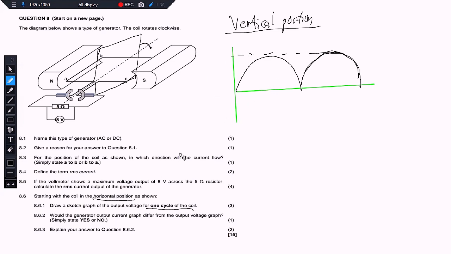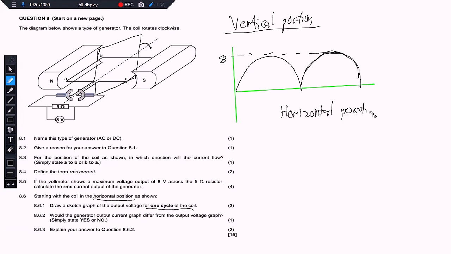So obviously you'd indicate that your maximum here is 8 volts, because we are given the output. So yes. Then, okay, cool. This is the one in vertical position. Now, let's draw the one that they're looking for in horizontal position.